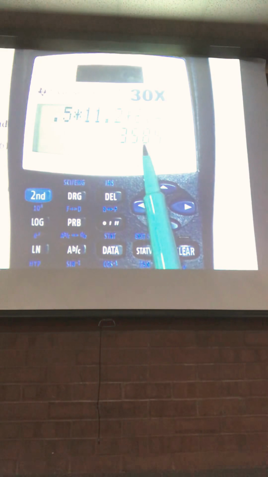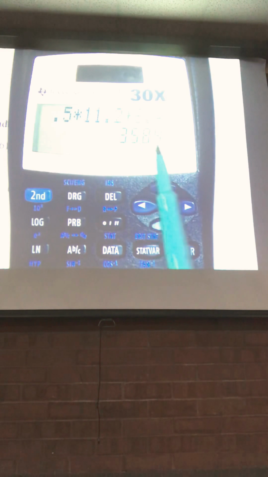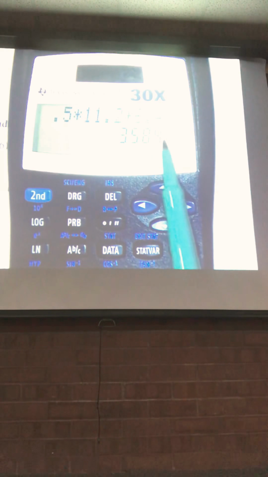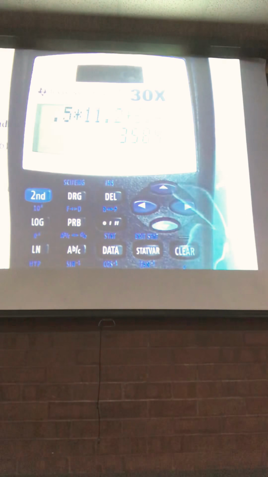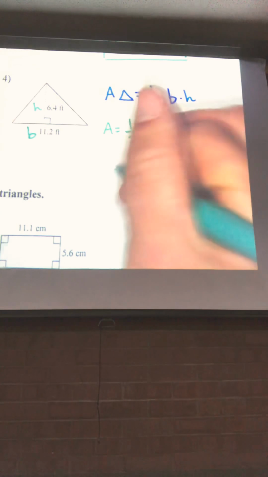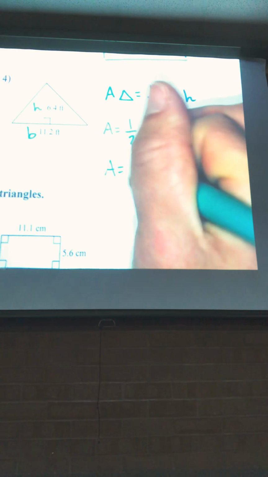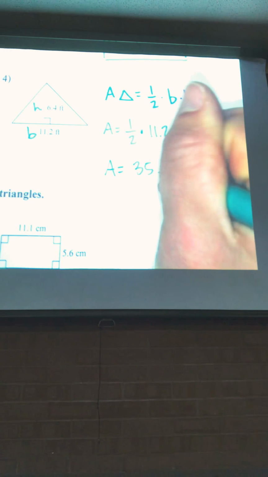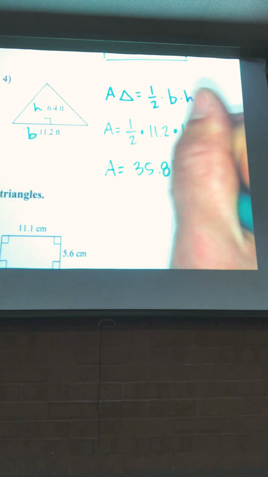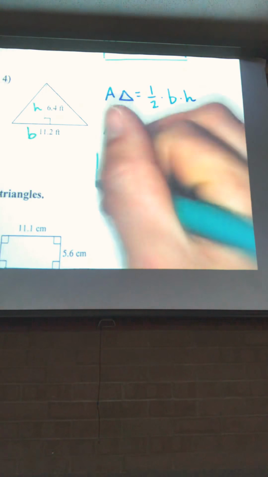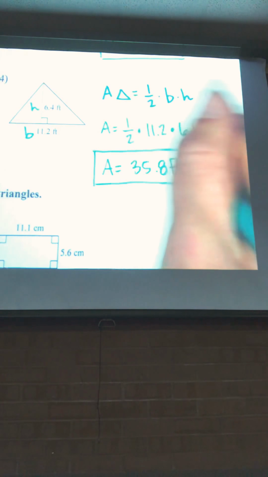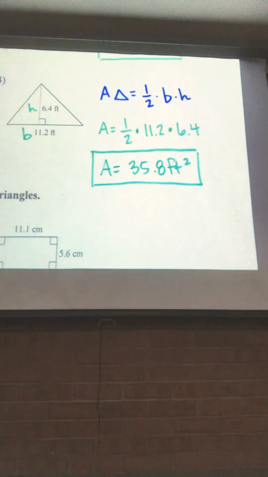We want the first decimal place, this 8, so we look at the number after it. Since this is a 4, it is not 5 or above. This 8 stays the same. So our answer to number 4, the area, is 35.8, and our units are feet squared. Perfect.